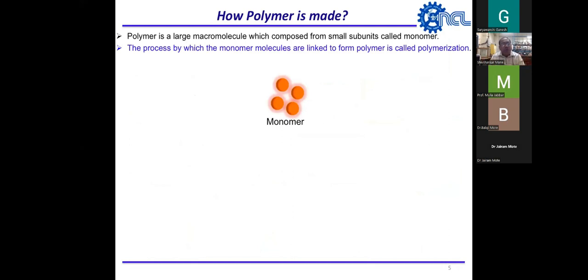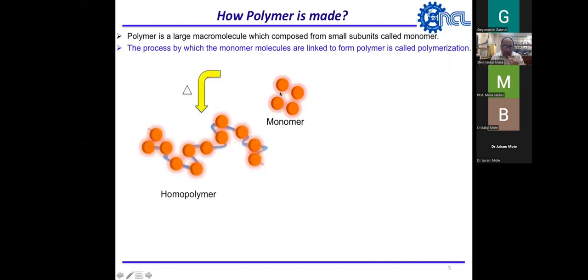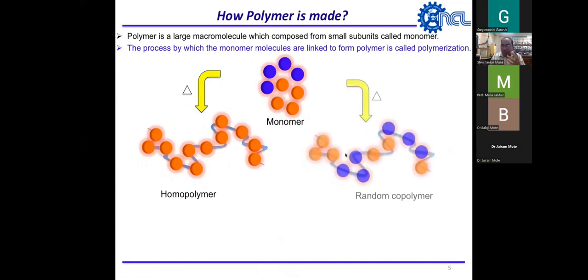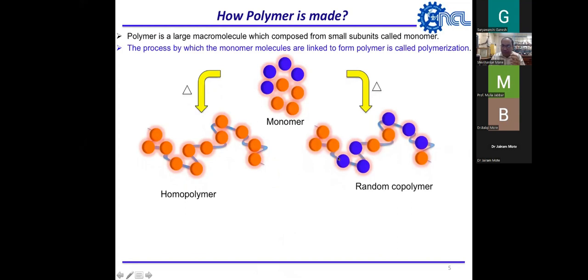Now let us see how polymers are made. A polymer, as we know, is a large macromolecule composed of small subunits called monomers, and the process is called polymerization. If you consider this as a monomer, and when you heat it, it forms a homopolymer, a linear chain homopolymer. But when you add another monomer, two different monomers come together and form a polymer with random structures, where you can see the repeating units are not organized properly. So it's called a random copolymer.